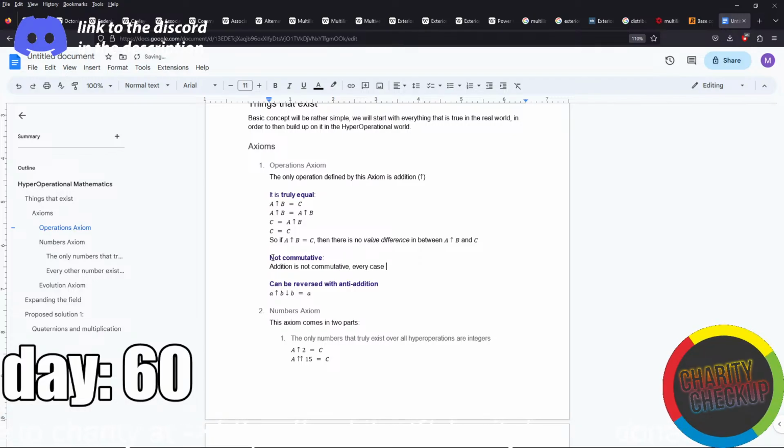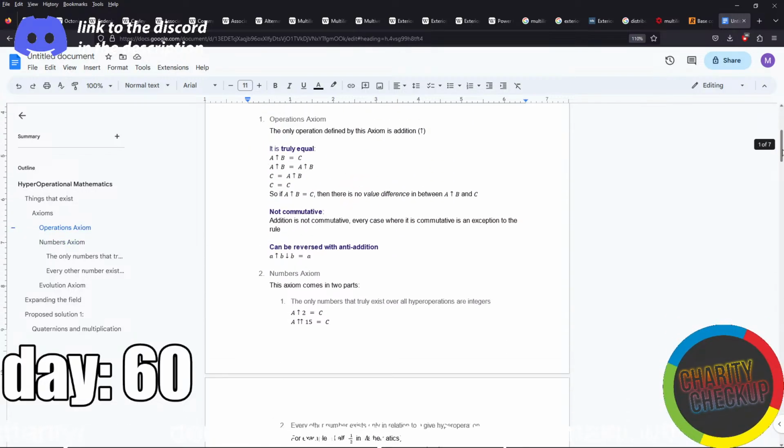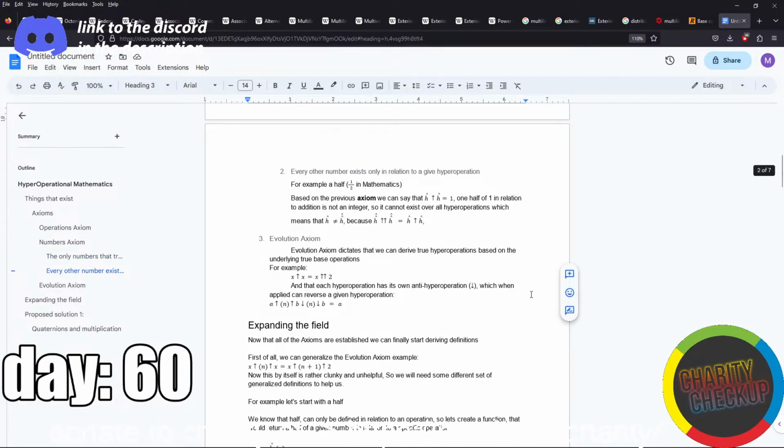Every case where it is commutative is an exception to the rule. This is a bit different from normal maths. And by a bit different, I mean very different, because I'm pretty certain that addition is defined as commutative. It is not. It is not in this case.